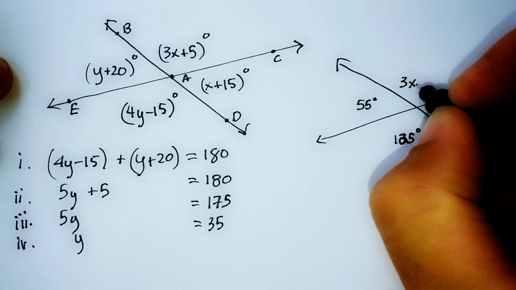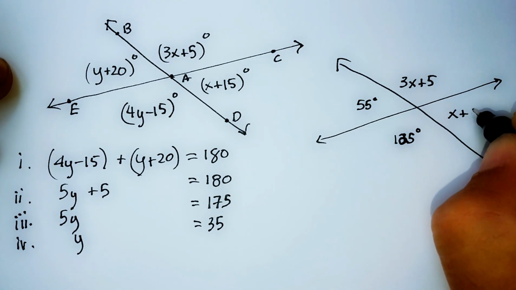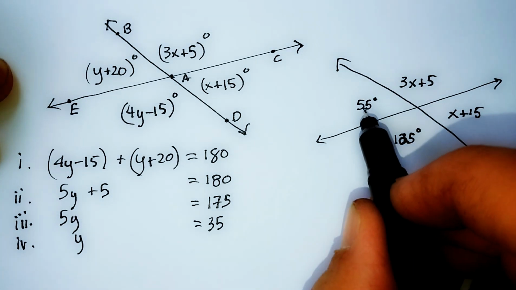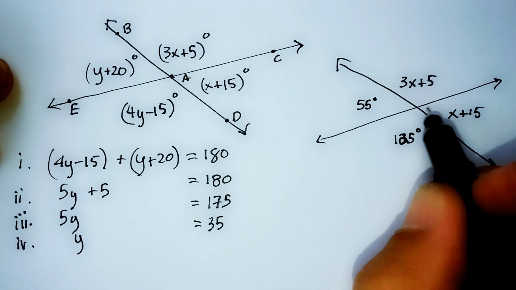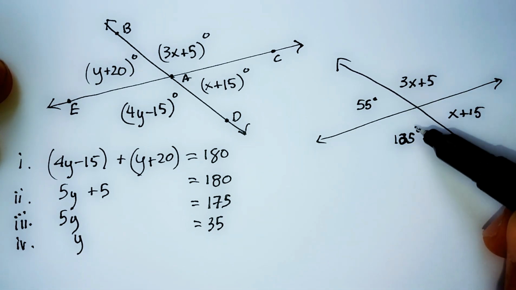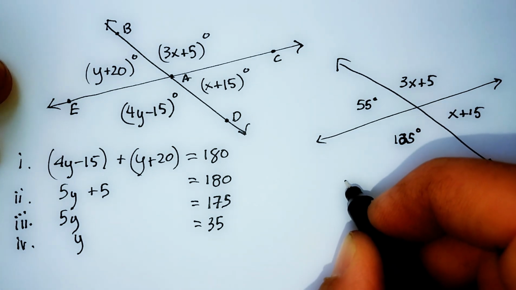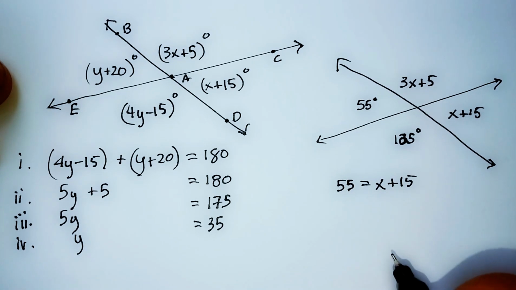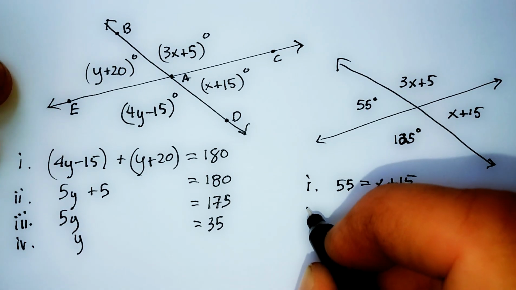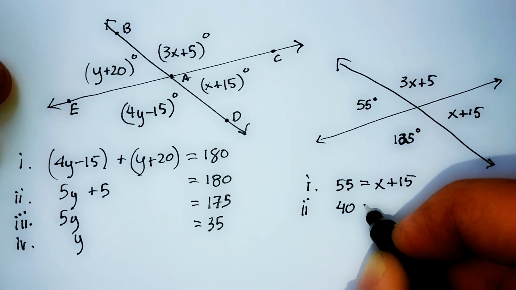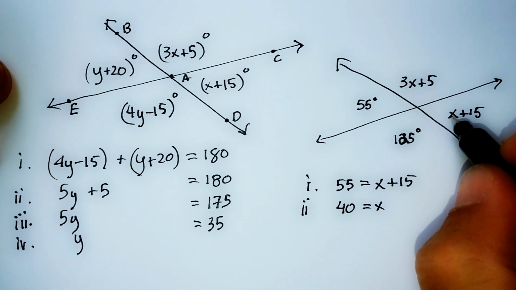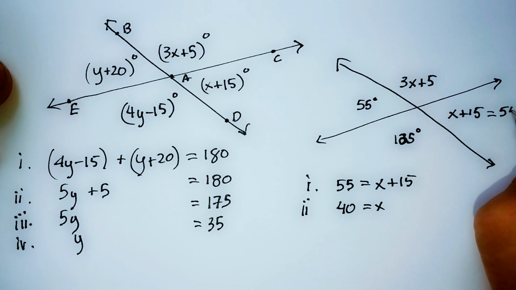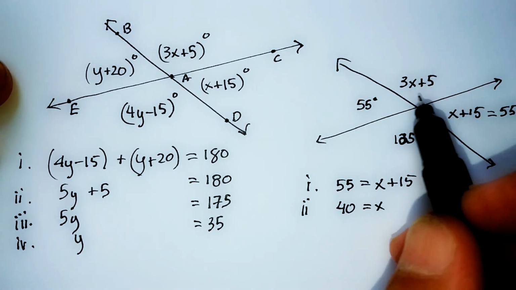Now look what I can do now. Now I can solve for the x, because I know that 55, this angle and this angle are opposite angles, or 3x plus 5 is the opposite angle of 125, so I can do this. 55 is equal to x plus 15. Solve for x. Subtract, and you get 40 is equal to x. So now I got 40 here. This angle becomes 55, and I knew that because it's opposite of that one.